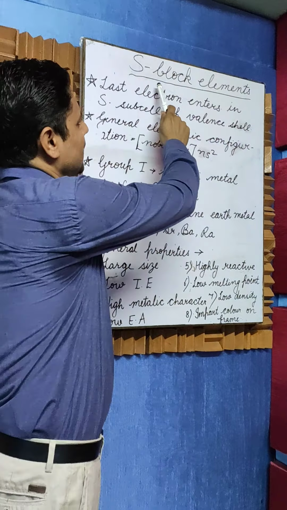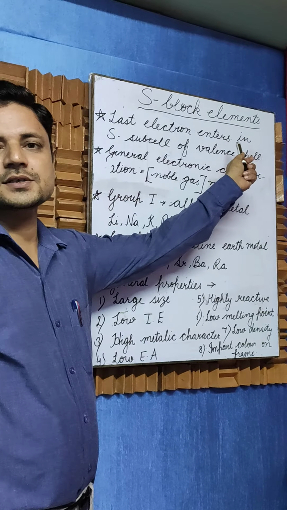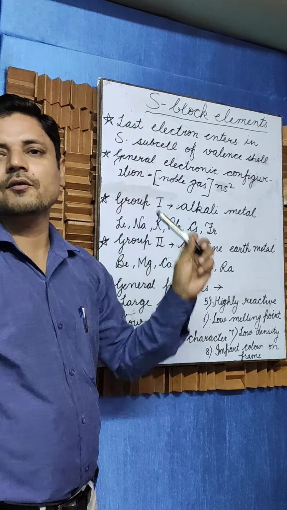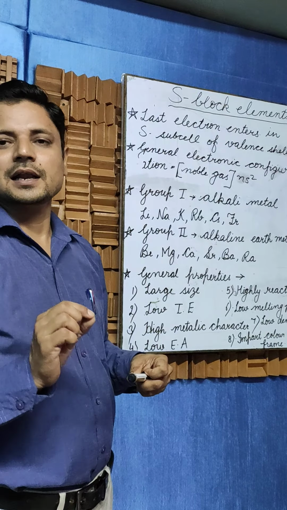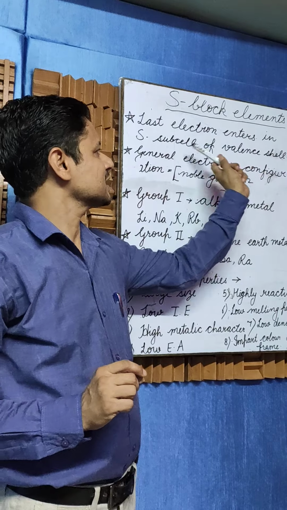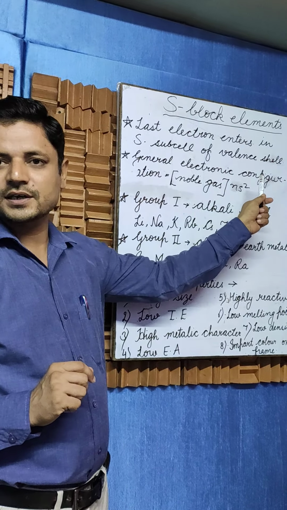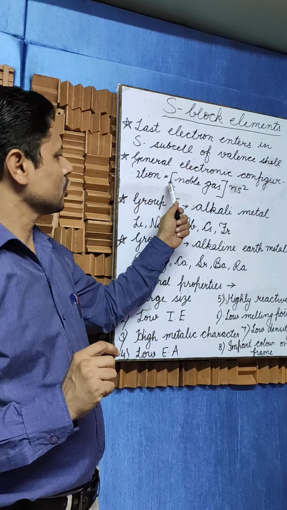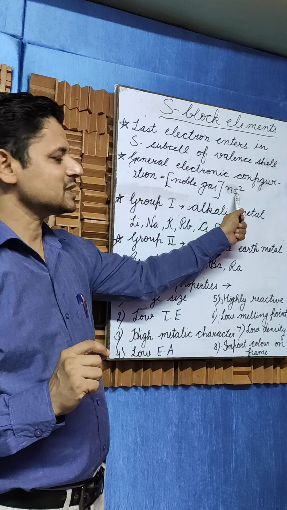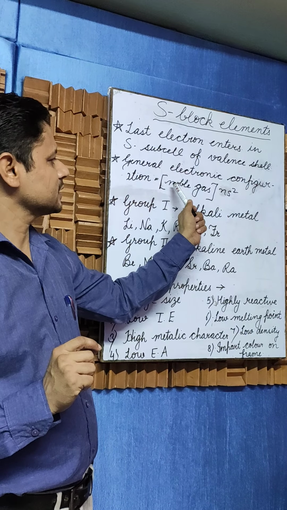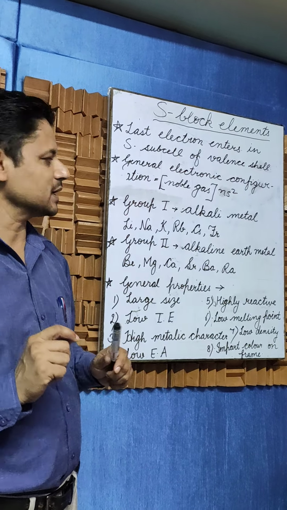S block elements are those elements in which the last electron enters the S subshell of the valence shell. Means, in S block elements, the last electron enters the S subshell of the valence shell. Their general electronic configuration is noble gas ns2, where s is the subshell, this is the noble gas, and n is the principal quantum number.